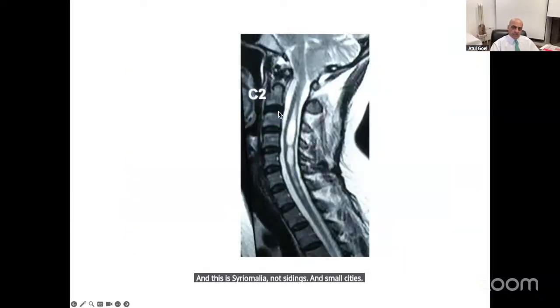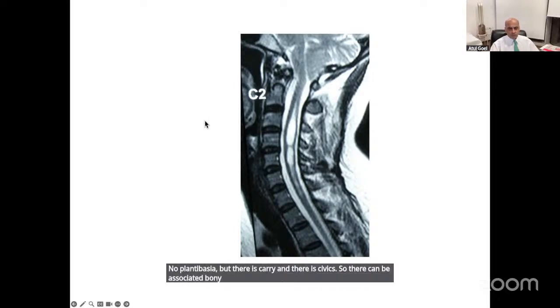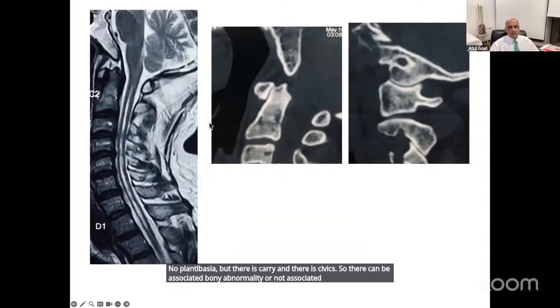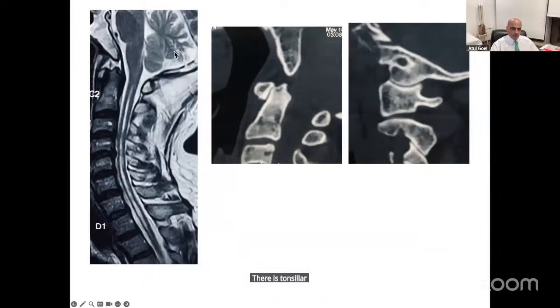Here in this case, there is no craniovertebral junction basilar invagination, no bony abnormality, no platybasia, but there is Chiari and there is syrinx. So there can be associated bony abnormality or not. This is another case, there is no real bone abnormality here. There is syringomyelia, there is external syrinx, there is external syringobulbia, there is tonsillar herniation, but the posterior fossa is not tight. As you will realize, the whole world will like to do foramen magnum decompression in such cases.